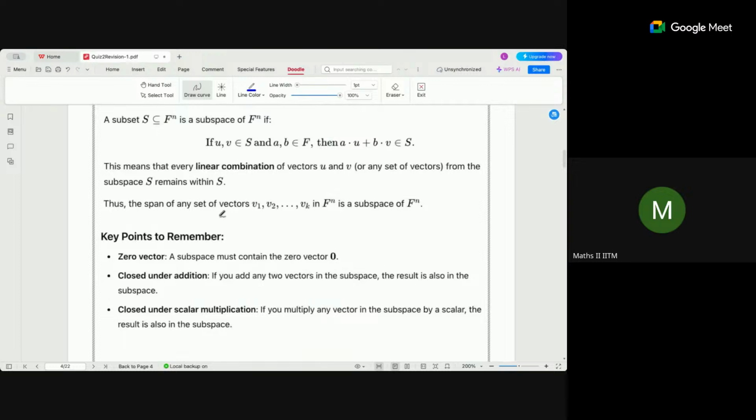Always remember that the span of any set of vectors, whether it has a non-zero vector or the zero vector or whatever it is, is always a subspace. Remember this, this is important. You don't have to verify any condition for this. If you have the span of some set of vectors, you can straight away tell that it is a subspace. So what are some important points here? A subspace must contain the zero vector, and it is closed under addition and closed under scalar multiplication. These are the important points about a subspace.